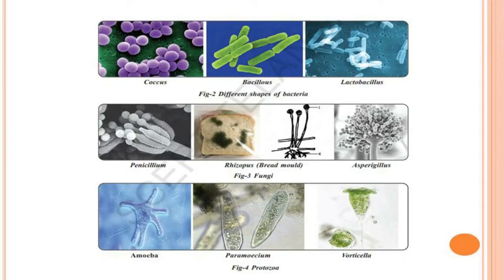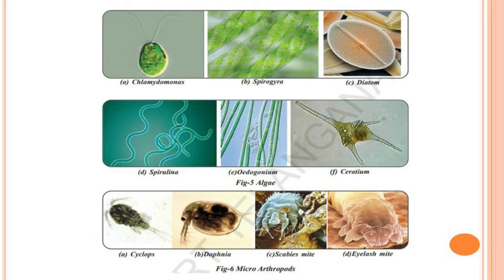We have also seen different microorganisms like bacteria, fungi, protozoa, and pictures of them. We have also seen pictures of algae like Chlamydomonas, Spirogyra, Diatom, Spirulina, Oedogonium, and Serratium, and some micro arthropods: Cyclops, Daphnia, scabies mite, eyelash mite. So these are different microorganisms belonging to different groups.